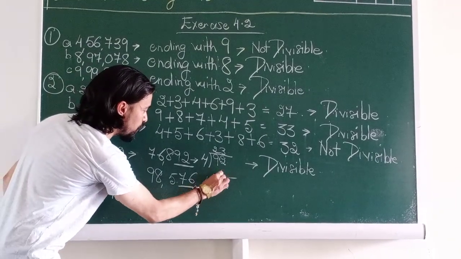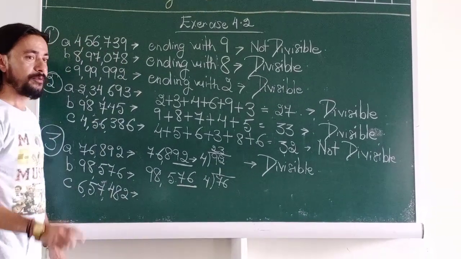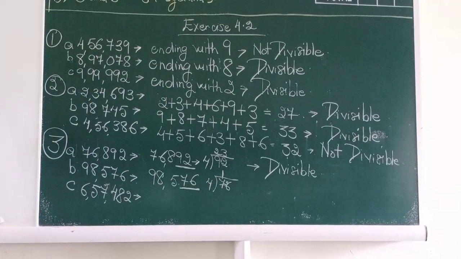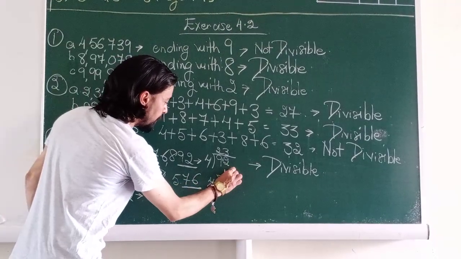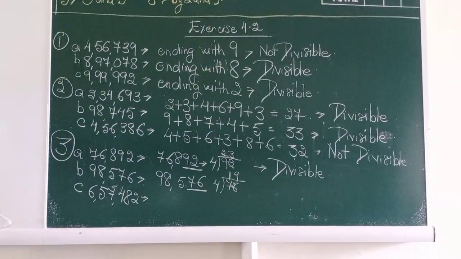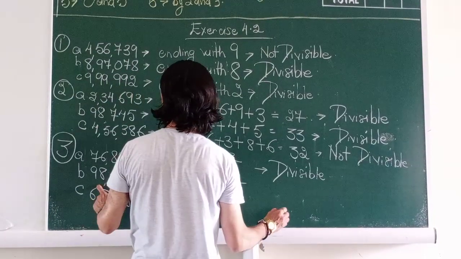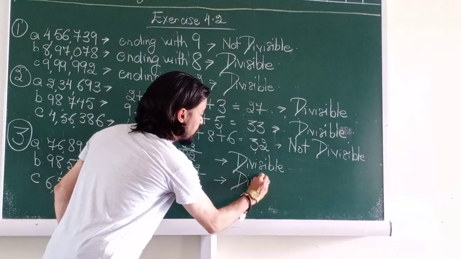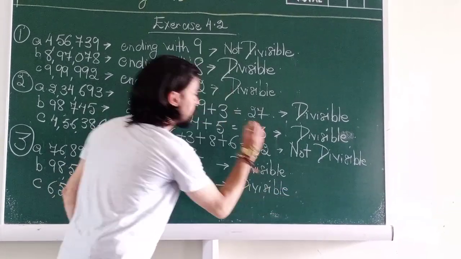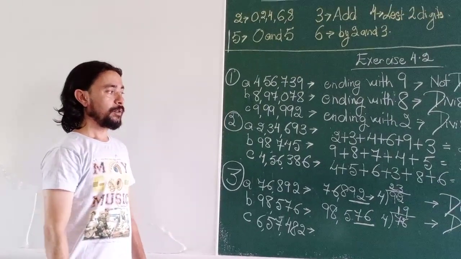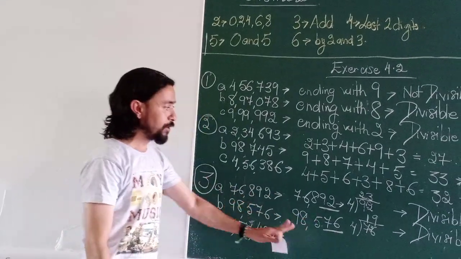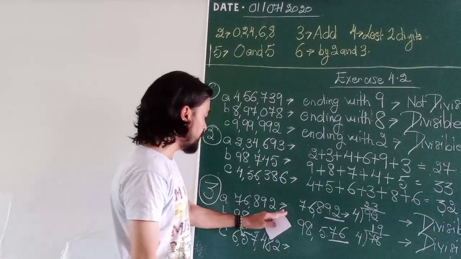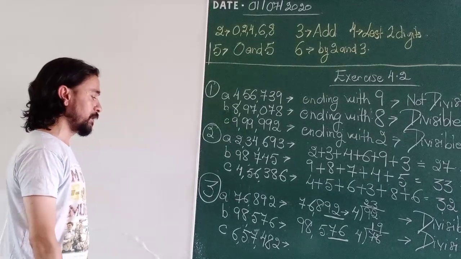Now 4 goes inside only one time. 4 ones are 4. From 7 take away 4, you are left with 3. Put that 3 here. And now it becomes 36. And then 4 nines are 36. It's divided completely. So this particular number, that is 98,576, this is also divisible by 4. So we are checking only for 4 here, remember. The third sum says test of divisibility for 4. So the first one is divisible by 4, second one is divisible by 4.